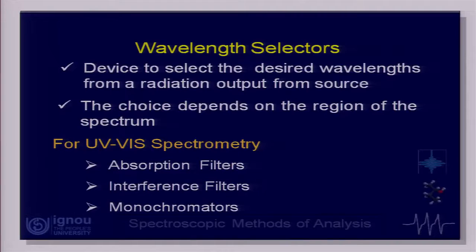Now, coming back to UV visible spectrometry, essentially there are three kinds of selectors we use. One, the most common or simplest one, is absorption filters, then there are interference filters, and then we have monochromators. Let us learn about each one of them.